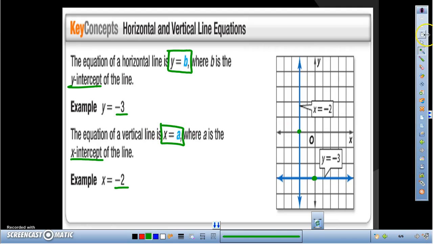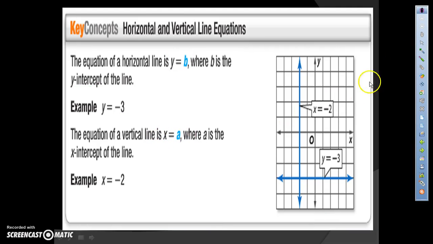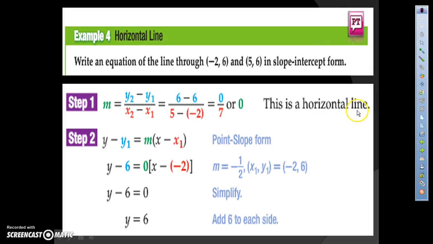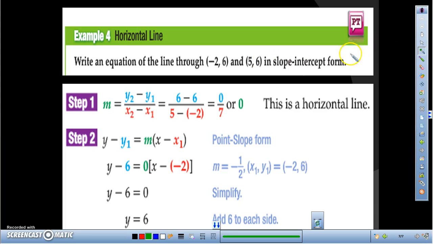And so let's take a look at some examples with slope-intercept form dealing with horizontal lines. Okay, what you're given here is no different than what you've been given in example 3. You have 2 points, and you're asked to write an equation in slope-intercept form. And well, like I said before, we can always take those 2 points and use the slope formula to find the slope.